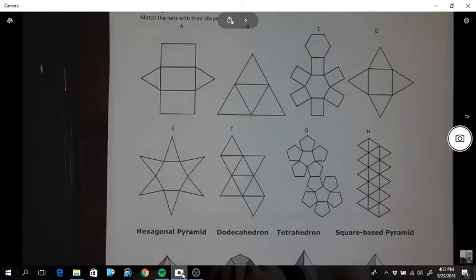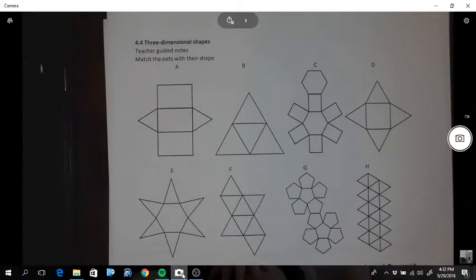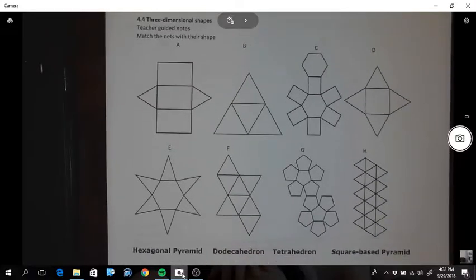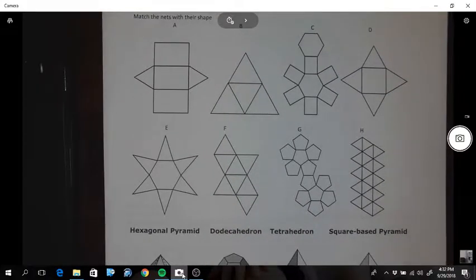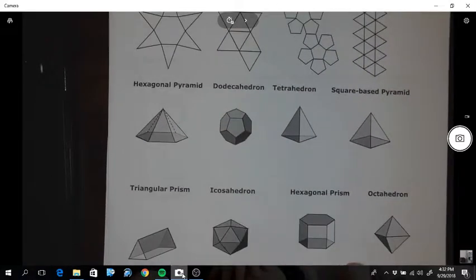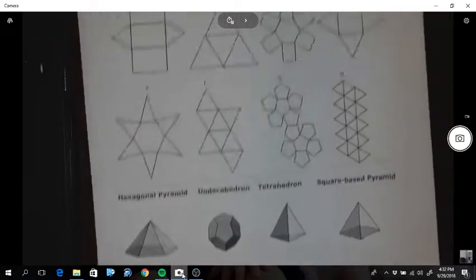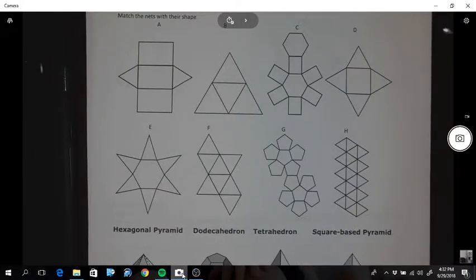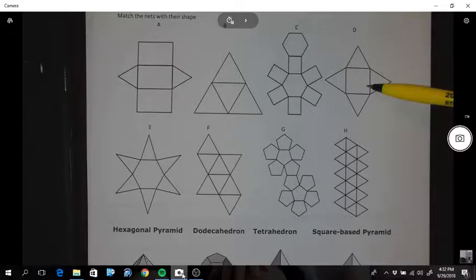Okay, today's lesson is 4.4, three-dimensional shapes. We're going to do an exercise matching these nets with what shape they are. Okay, so I'm going to start with some of the easier ones. Let's start with D. It looks pretty simple.